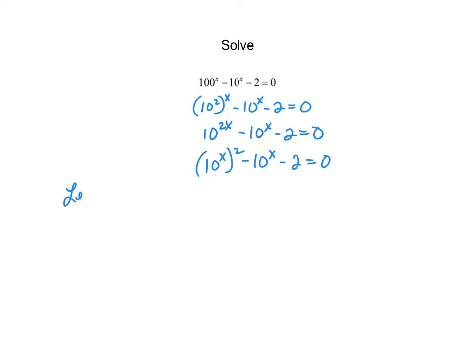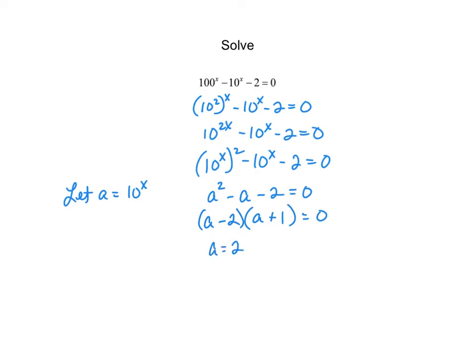And if I make a substitution, I can rewrite this equation like this. Now I have a quadratic, and that's factorable, and you factor it. So that's a minus 2, a plus 1. So you get a equals 2, or a equals negative 1. But I was not looking for a. I was looking for x. 10 to the x equals 2, or 10 to the x equals negative 1.